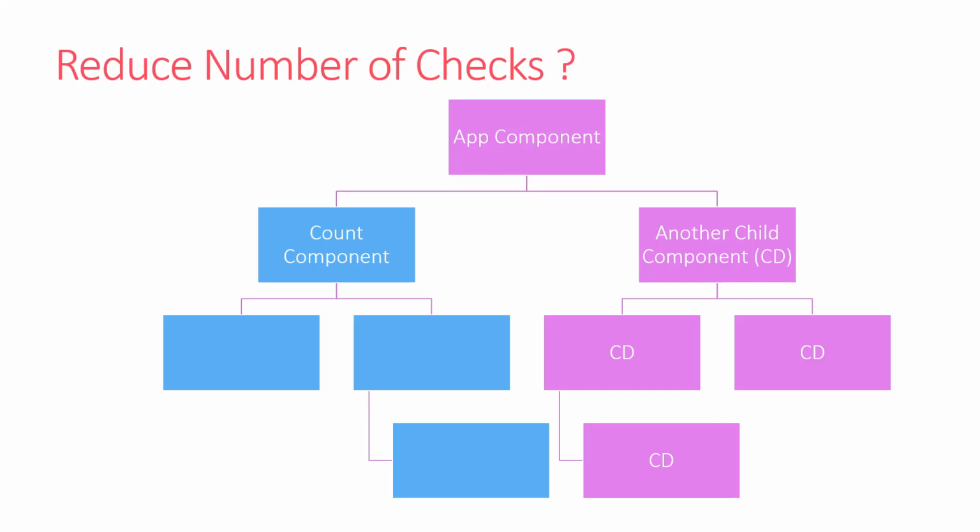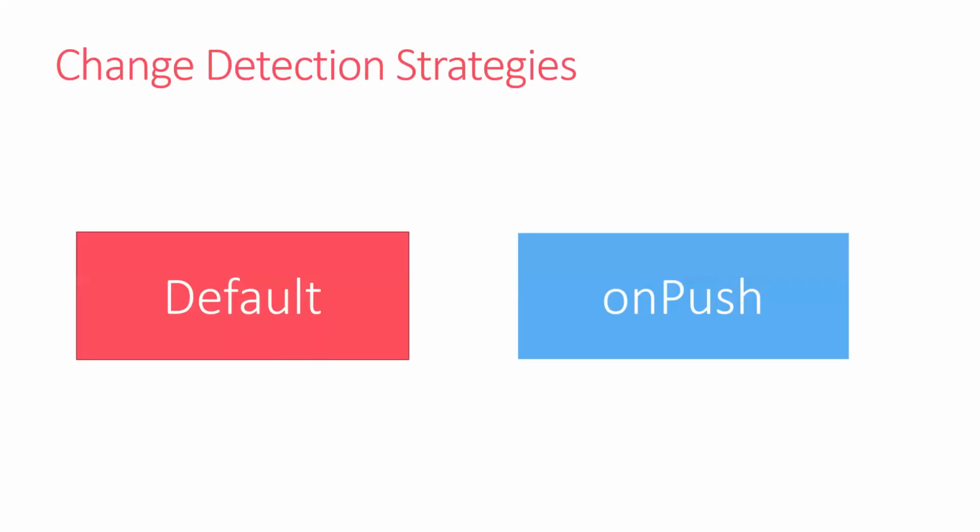So if we can achieve that, if we can reduce the number of change detector runs, if we reduce the number of checks, our application performance would improve. Everyone agree with that? Yes. Okay. So how can we do that?